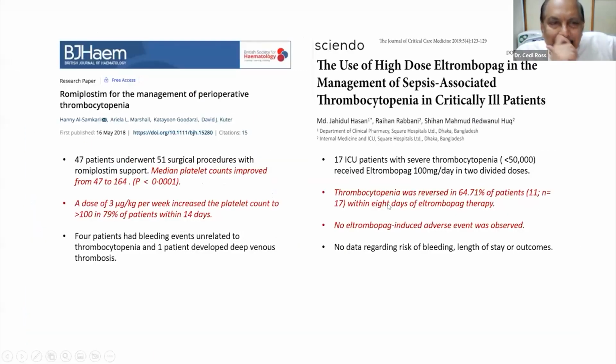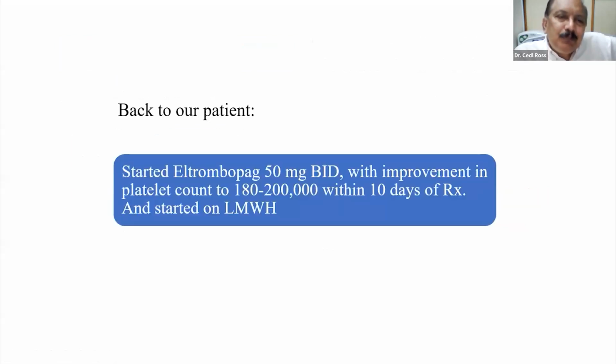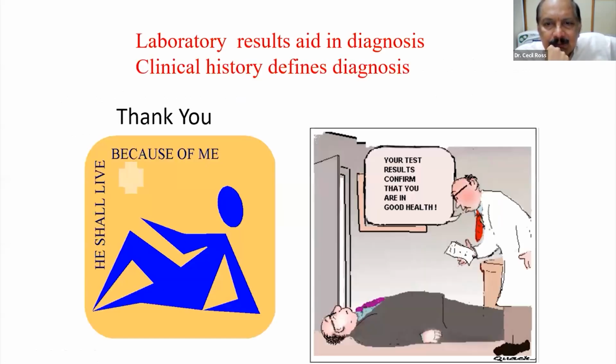What I did was, I based my therapy on these two papers. They said you can actually increase the platelet count in perioperative thrombocytopenia. Romiplostim is good. And the other paper was on the use of high dose eltrombopag in treatment of sepsis-related thrombocytopenia in critically ill patients. This paper was 2019, and the other one was 2018. So I said, okay, there's some literature on that. So we put the patient on TPO. We started the patient on eltrombopag, 50 milligram twice a day, with improvement of platelet count to 1.8 lakh to 2 lakh within a matter of 10 days.